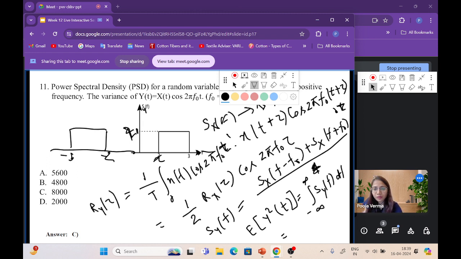Here we will get 2. So if we calculate the area under this, it is 2 into 10 to the power 3, into 4. After that, how much is the period? It will repeat. So the total variance we will get is 8000. Okay, so the correct option is option C.